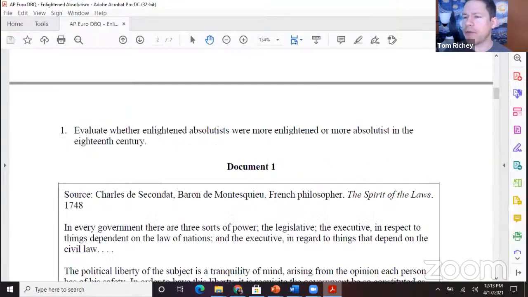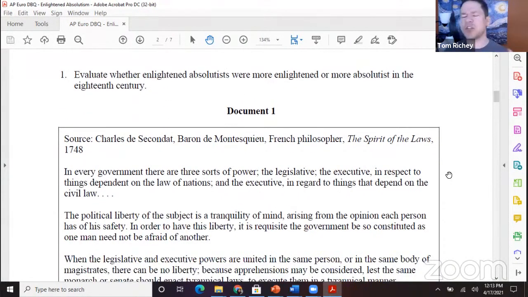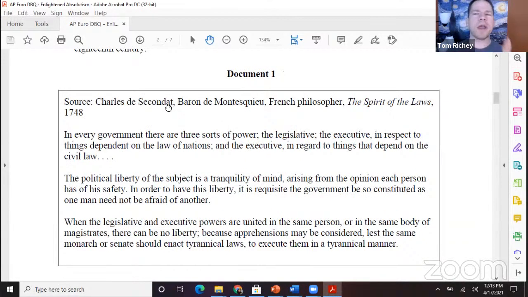So as far as this DBQ here, evaluate whether enlightened absolutists were more enlightened or more absolutist in the 18th century. Now, as far as getting the gist of a document, there are things that you need to think about. Now, if you're taking the paper pencil, you're going to be making notes on the document itself.